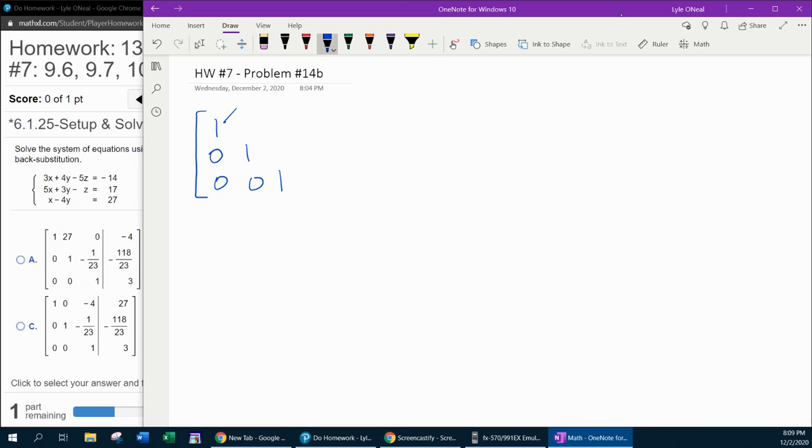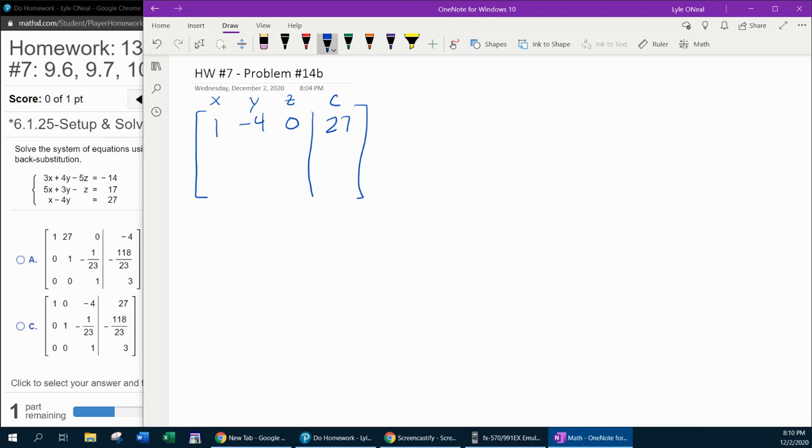And the first thing I need to focus on is getting this first one in the upper left-hand corner. Okay, so the way that I'm going to do that without doing any work is I'm going to use the bottom equation as my top row. Remember that we have x, y, z, and the constants. That is the format for writing your matrix. The bottom equation is 1x minus 4y. Notice there's no z, so we're going to put a 0 for z, and 27.